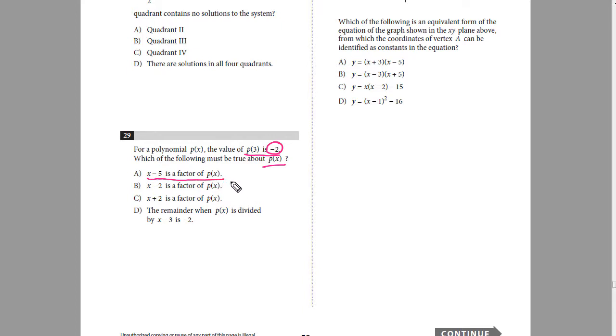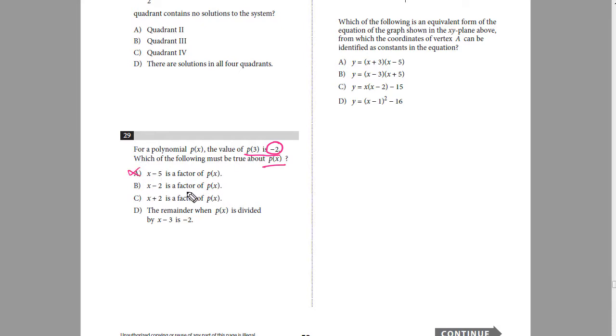Option A says x minus 5 is a factor of p of x, which means x will be equal to 5, because x minus 5 is a factor. So we will put x minus 5 is equal to 0. From there we will get x is equal to 5. So if we insert 5 into the polynomial, we will get 0. Why? Because when a number is a factor of the polynomial, the remainder is 0. So in case A, the remainder will be 0, but we want remainder as negative 2. So this will be incorrect.